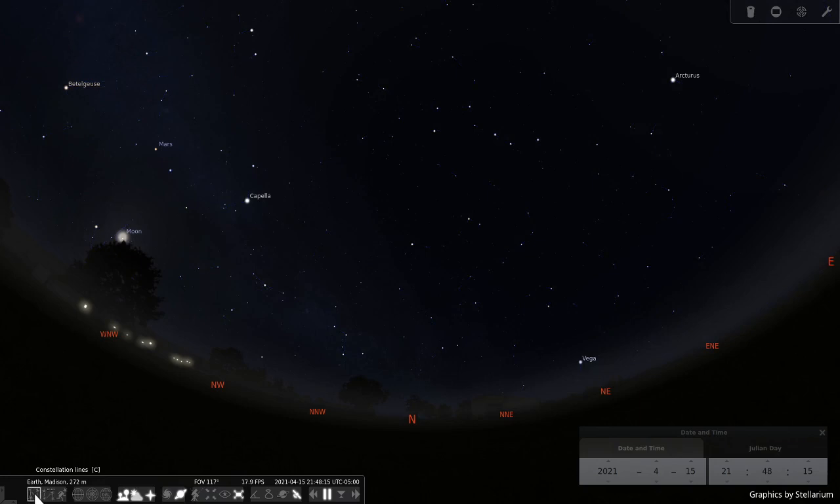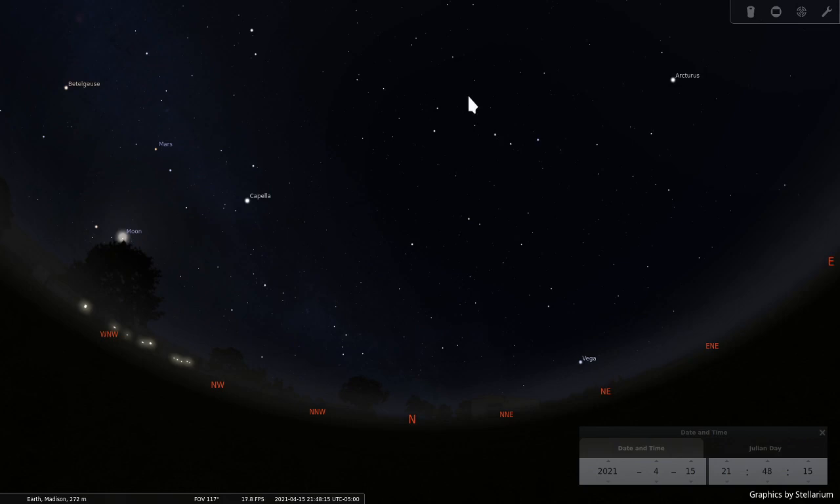So these evenings in April and May are when we're going to find the Big Dipper at about its highest overhead, and we're going to use the Big Dipper to help us find a few other things in the sky. It's very common, very typical to use the Big Dipper to help find the North Star.